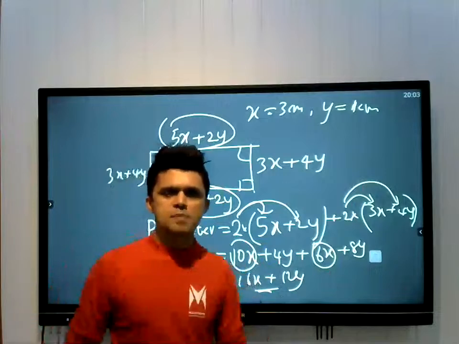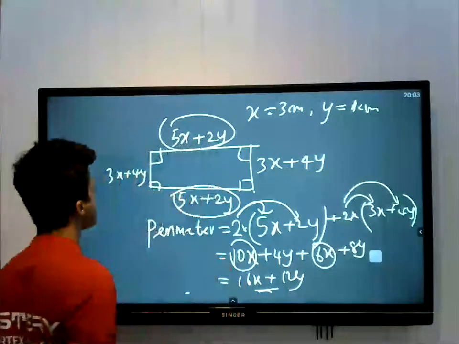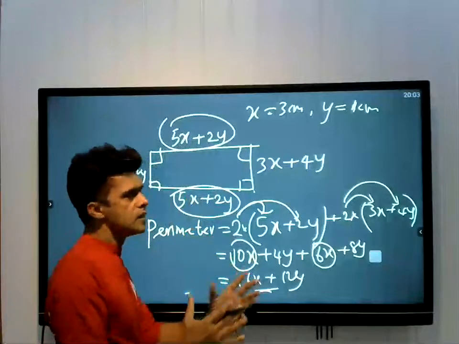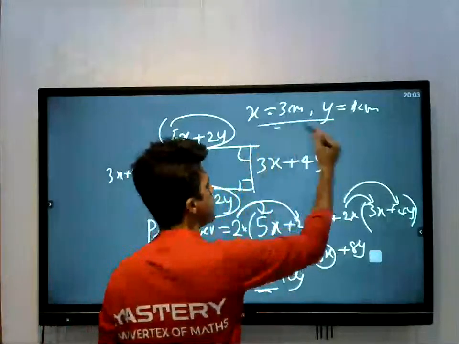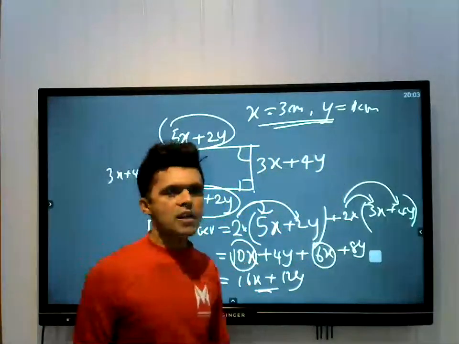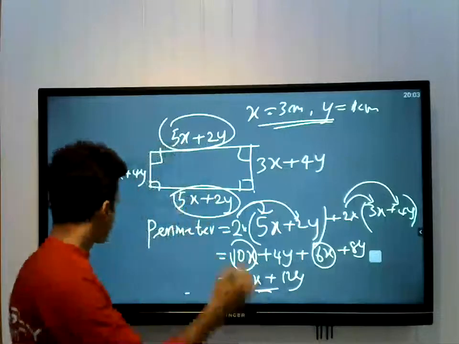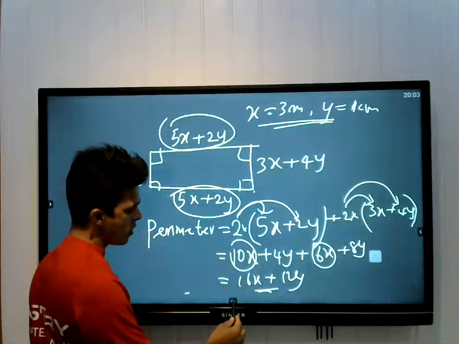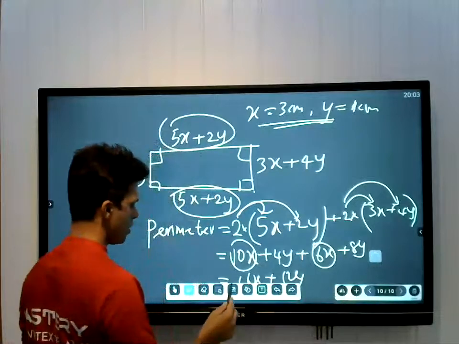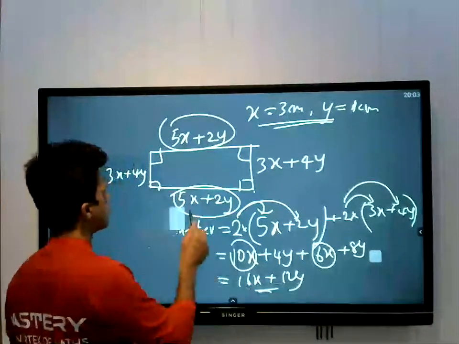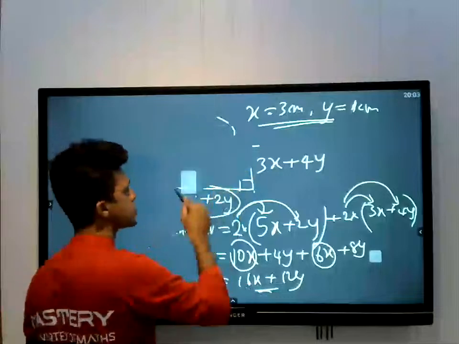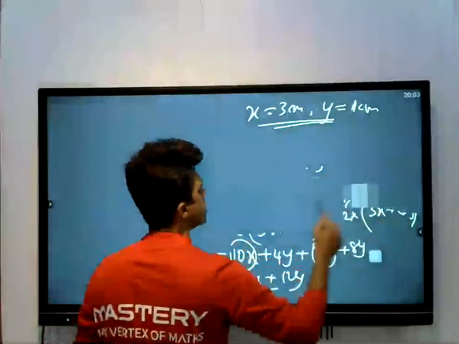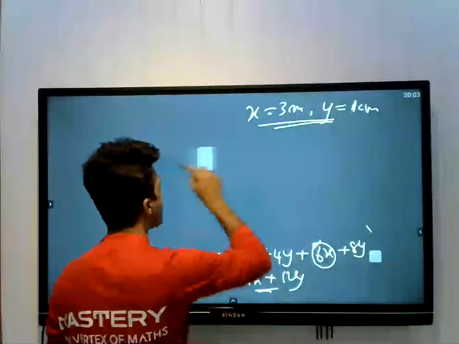How can you simplify this? The question is, you have to get the perimeter using these given values, for x equals 3 and y equals 1. So let's substitute these values, right? We've taken the perimeter as 16x plus 12y. We can substitute these values of x and y here, that x equals 3 and y equals 1.